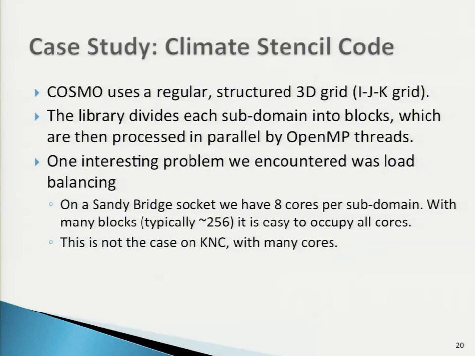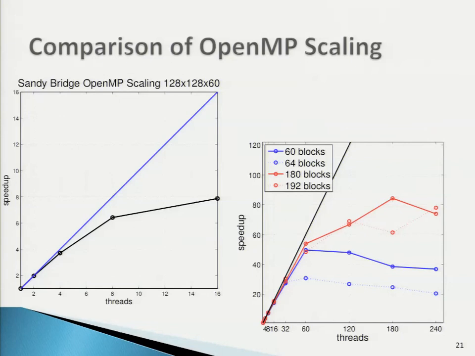But on Knight's Corner, where you have many cores, this load distribution becomes quite difficult, particularly because the number of cores or number of threads we're using is going to be a multiple of 60 because you have 60 cores. And 60, typically, things usually end up being designed to divide into powers of 2, and 60 isn't a power of 2. So here we see the scaling on a single Sandy Bridge socket.